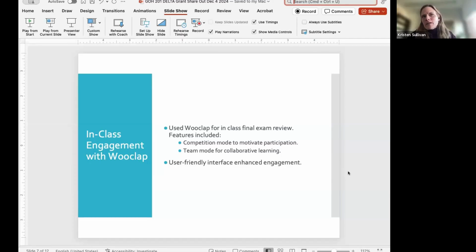And then WooClap was really fun. I just integrated it this week, using it in a final exam review. So we did competition mode, where again, they were in their teams. I had one person from each team sign into WooClap. And they did. They got into it. And again, a very easy to use tool.